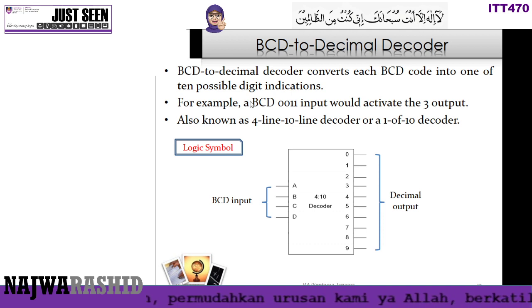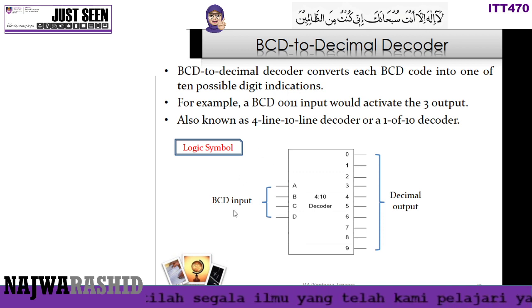For example, let's say a BCD 0011, which refers to 3, the input will activate the 3 output. So this is the binary input, and it will produce output 3, as 3 is equal to 0011 in decimal. This decoder is also known as a 4-line to 10-line decoder, or a 1 of 10 decoder. So you need to remember the names of this decoder: BCD to decimal decoder, also known as 4-line to 10-line decoder.